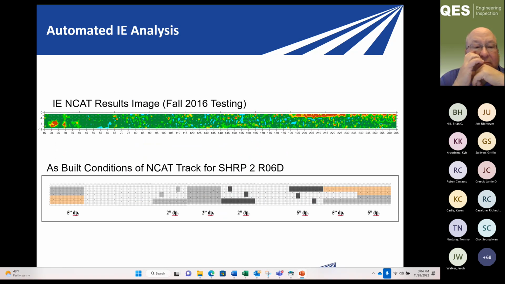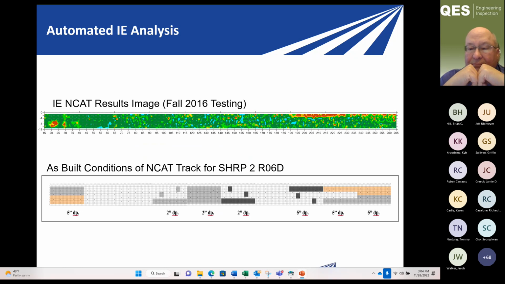This is an example of the output of that impact echo results. So again, it's a plan view heat map showing a single lane. This is data that was taken in the fall of 2016 on the NCAT test track, the original test track. We redid the testing with the scanner system after the scanner was fully developed, and in the fall with cooler temps to try to get the best impact echo data we could on that asphalt test track.